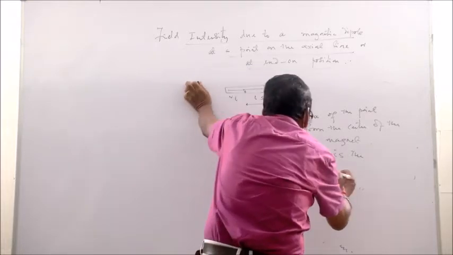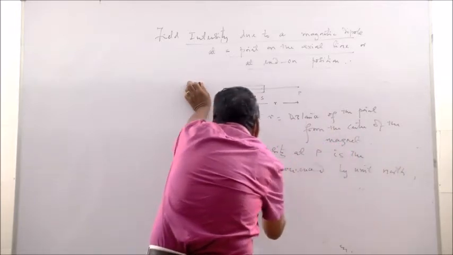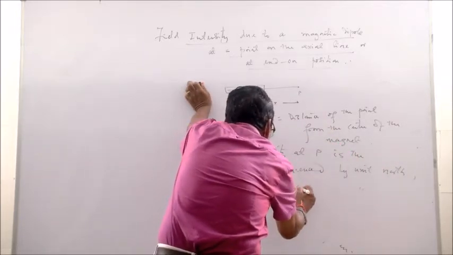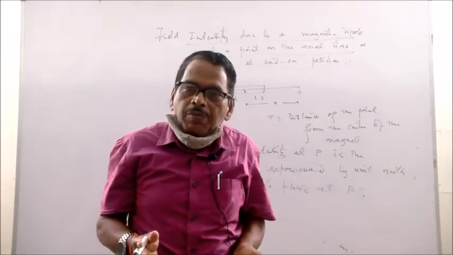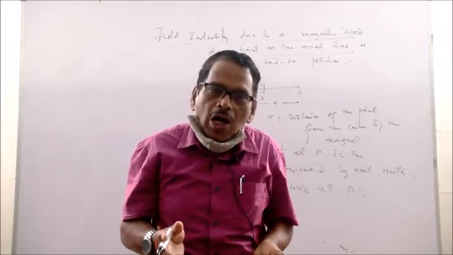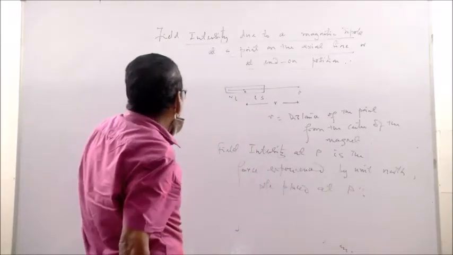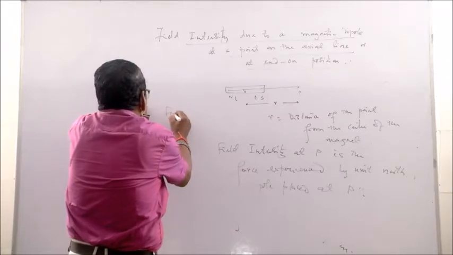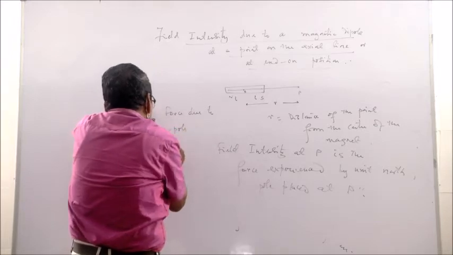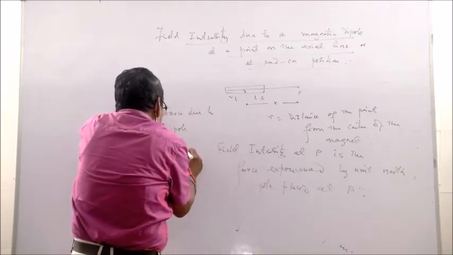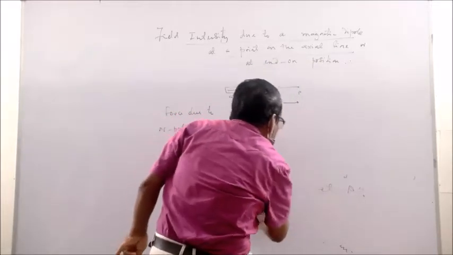Field at P is the force experienced by a unit north pole placed at P. So let us place a unit north pole at P, and find out how much force it experiences due to the north pole, how much due to the south pole, and then what the resultant force is. Force due to north pole, let us denote it by Fn.